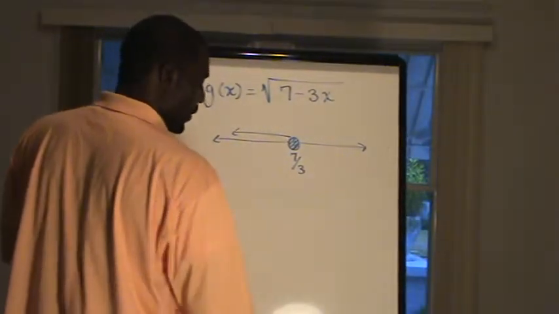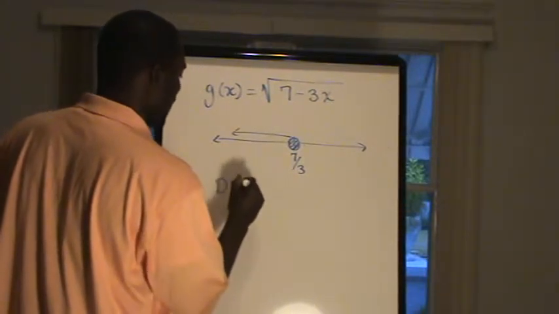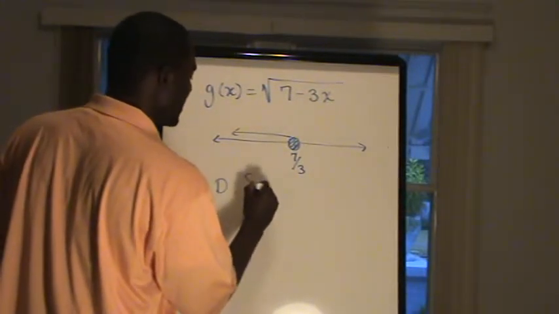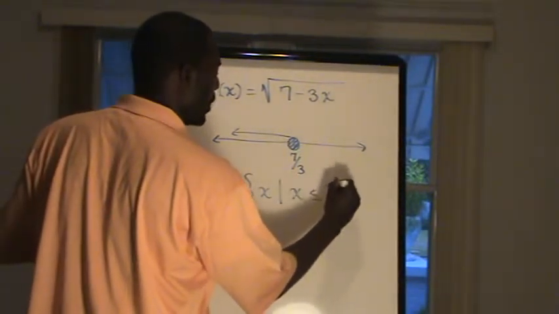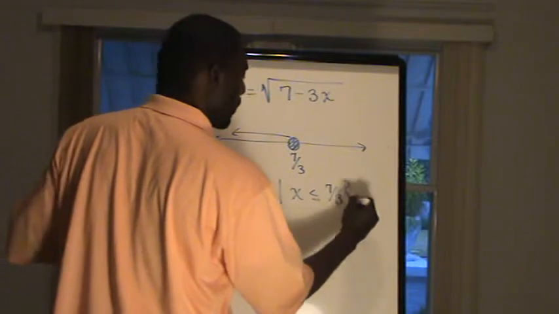And again, for set builder notation, the domain is equal to the set of all x such that x is less than or equal to 7/3. That's my domain.